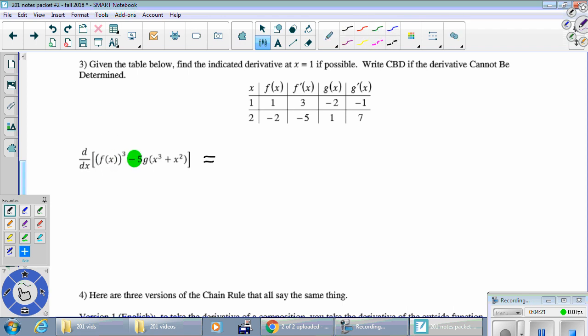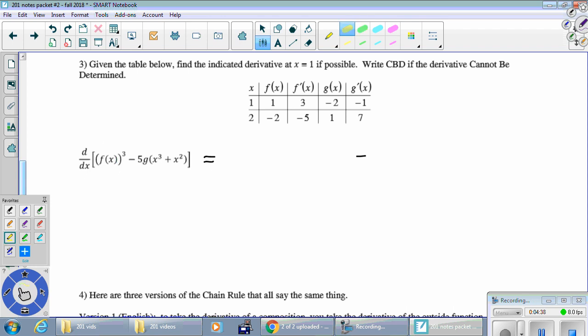I'm happy with that minus sign. That minus sign says I get to take two separate derivatives, two independent derivatives, and subtract them from each other. So that's the first step. Now I'm ready to look at the first piece of this. So f of x cubed, that's what I'm after right now, taking the derivative of that.